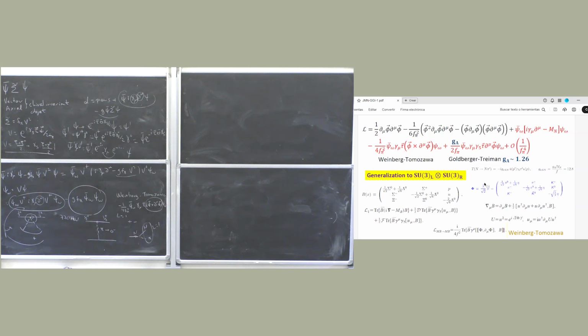I don't know if you have ever heard about the Goldberger-Treiman relation. The Goldberger-Treiman relation is telling you that this coupling, which is the G pi N coupling, is related with F pi and with the nucleon mass. Okay? This is the Goldberger-Treiman relation, which is what I have here. What happens is that I should multiply by GA.